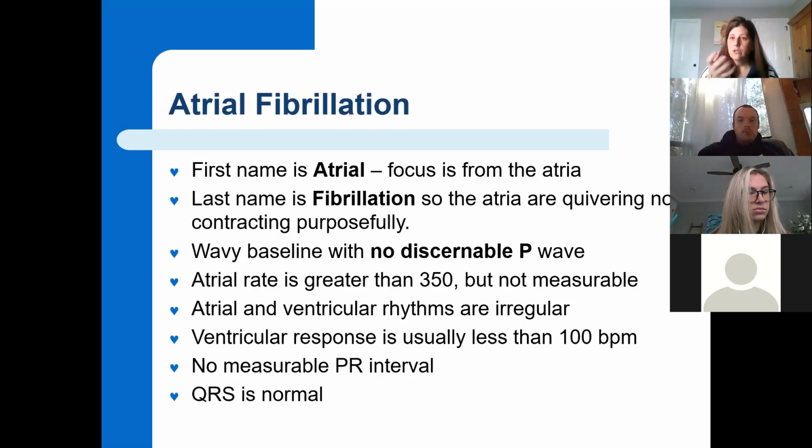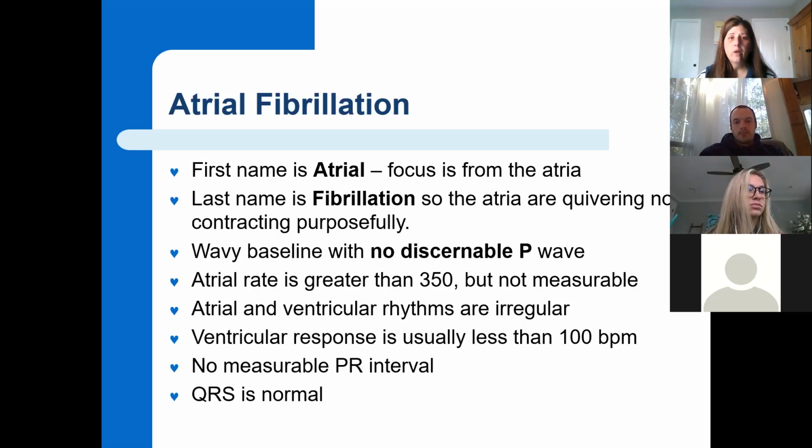Instead, the atria are just sitting there and they're kind of quivering or shaking. And so we're maybe getting this little drip, drip, drip of blood going from the atria down into the ventricles. Okay? So again, it's because it's not contracting. It's not depolarizing normally. It's just doing a little more quivering.